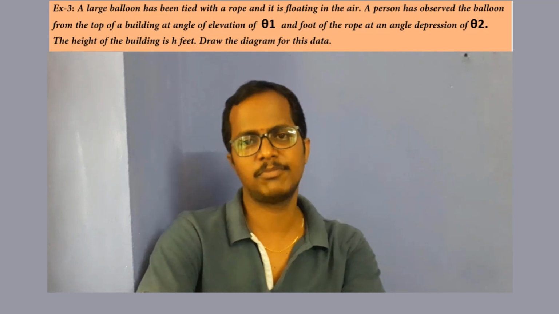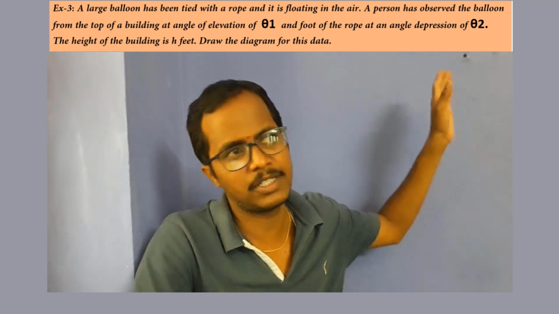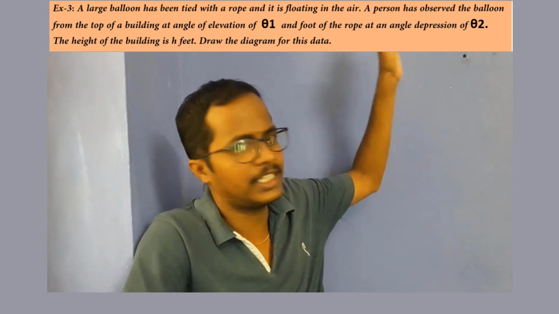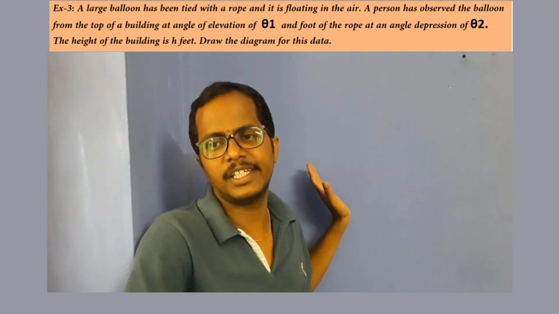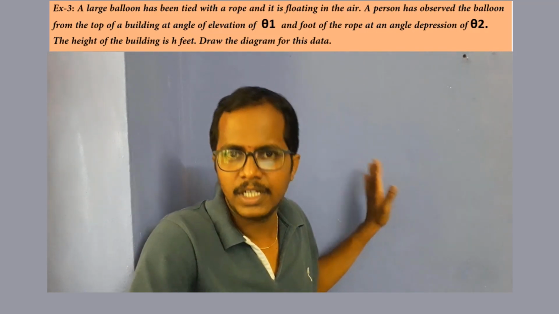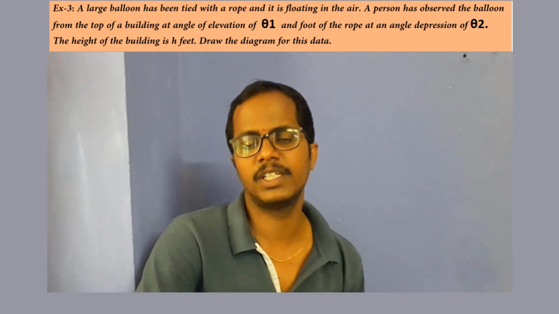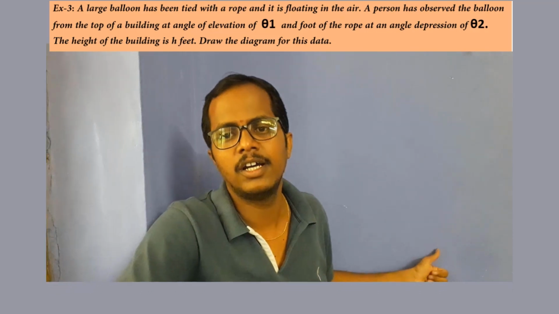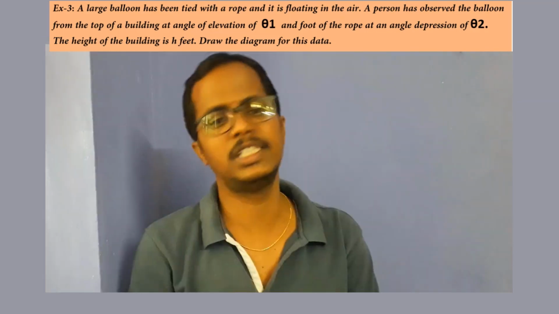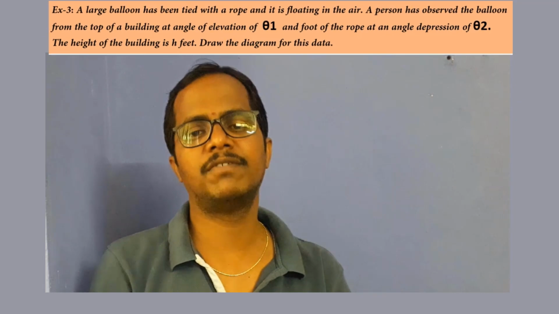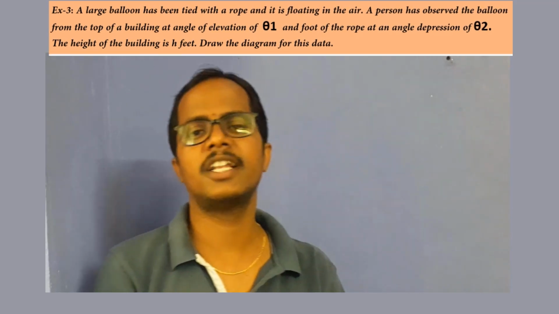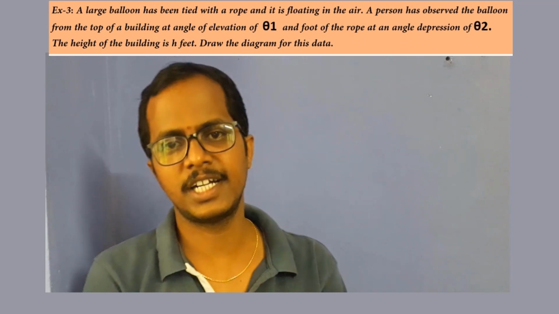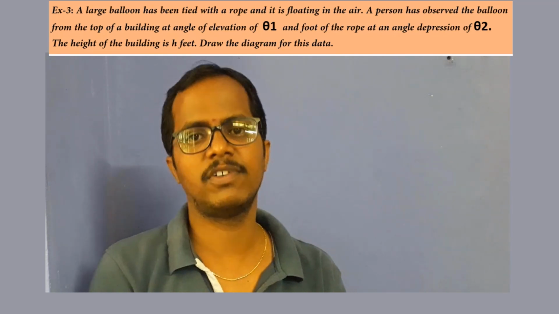So here in this example, if you observe, a large balloon has been tied with a rope and it is floating in the air. And a person who is standing on the top of a building is observing the top of the balloon and also the foot of the rope. Now the height of the building, that is h feet, is also given here. Now using this data, we need to draw the diagram for this situation.